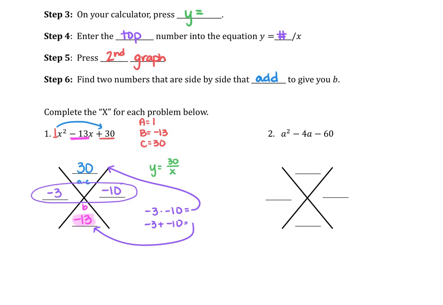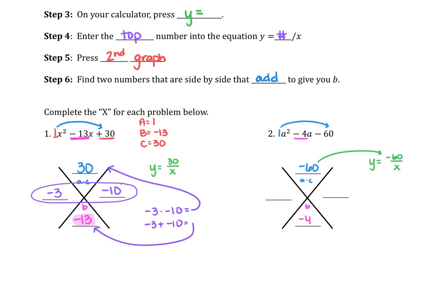Let's try a couple more of just determining the x. So I'm going to start first with multiplying my a, which is 1 times c. That's a 1 times negative 60. So that gives me negative 60 in the top of my x. And I want it to add to give me the negative 4 b value. Remember, I'm going to go to my calculator. I'm going to type in y equals negative 60 divided by x. I'm using the top of my x when I look for factors.